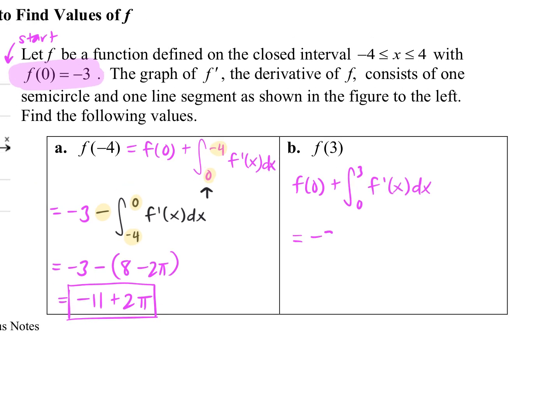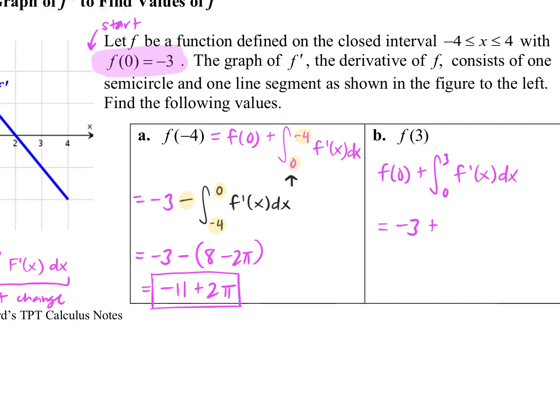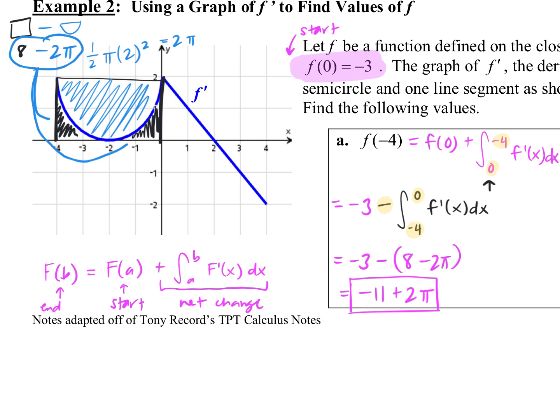So negative 3, and then I'm going to add the area under the curve from 0 to 3. So look at my graph. From 0 to 3 means I need to find this area, and I need to add that to this area. Okay? You always find the area to the x-axis.